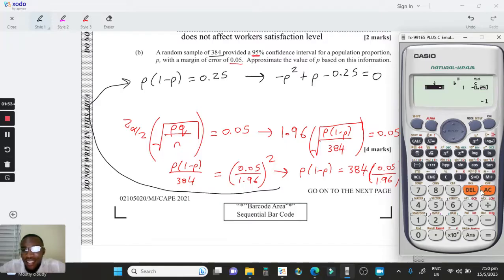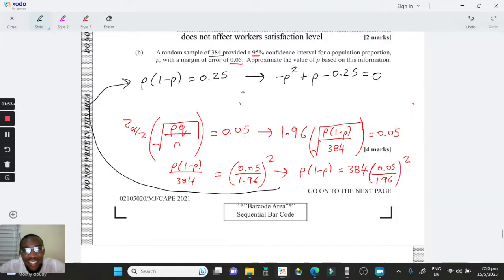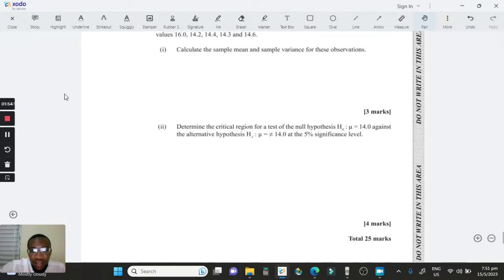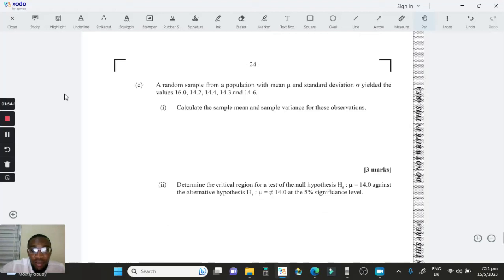So minus 0.25. So half and half. Whoa. So P is just half. It worked out so pretty. Guys, I love when questions work out so pretty. P is just half. I should have known, half times half is quarter. So this is half. P is just half. So now that we get that out the way, this question now, the paper is almost finished.